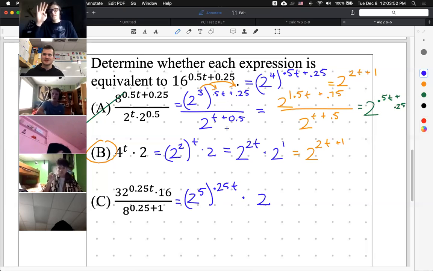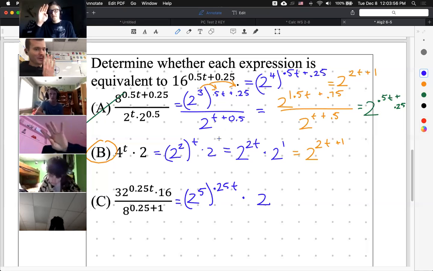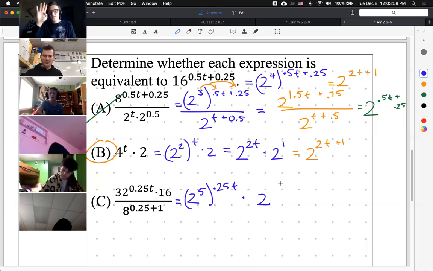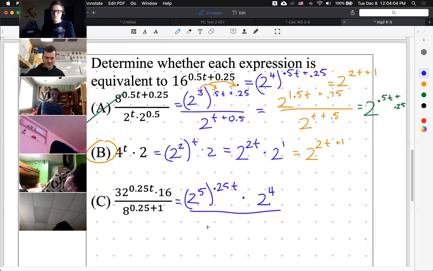Only 3 still. 2 to the power of what is 16? 2 to the power of 3 is 8, so one more than that, right? 2 to the power of 4. There we go. And then the denominator also change of base here, so it's going to be 8. That's 2 to the power of 3, 2 to the power of 3, and that's all to the power of 0.25.